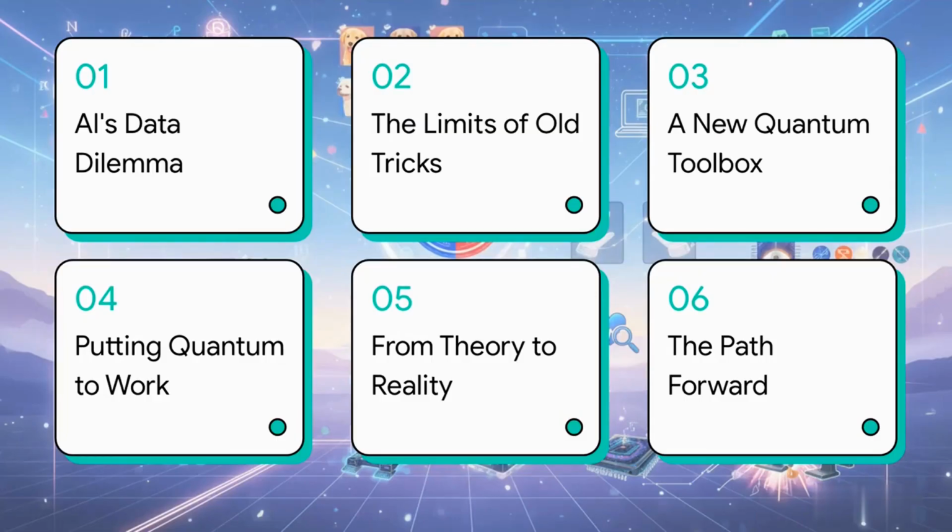Okay, so here's how we're going to break this down. First, we'll get into the weeds of this data dilemma. Then, we'll look at the old tricks people use and why they're just not cutting it. After that, we'll open up a new quantum toolbox, see how to put it to work, check out some mind-blowing real-world applications, and finally, take a look at the path forward.